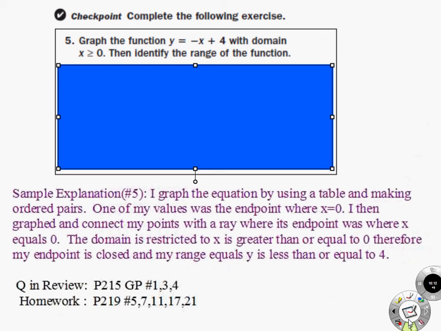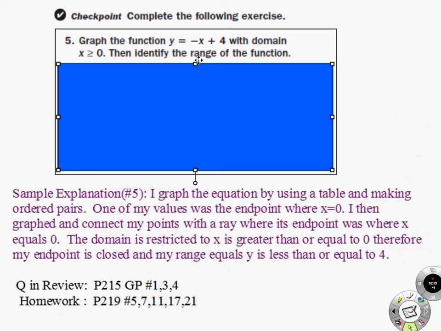And now it's your turn. Graph the function y equals negative x plus 4 with a domain restriction of x is greater than or equal to 0. Then identify the range of the function. Please make sure you pause this video at this time, so that you can attempt this problem without seeing the answer.